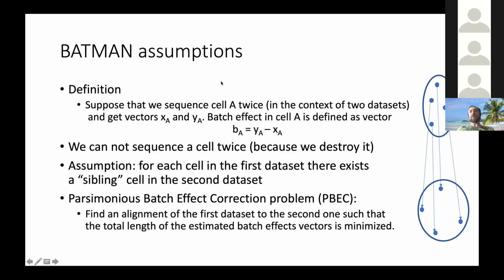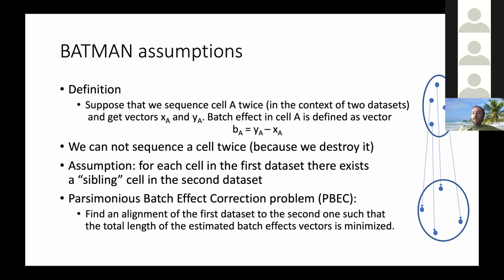Suppose that we sequence a cell twice in the context of two data sets. So we have two batches, batch 1 and batch 2, and let's suppose that we have a cell that we could have sequenced twice. That's obviously impossible, but then we would observe the measurement, or the gene expression, of that particular cell in the context of dataset 1, and then in the context of dataset 2. By using the same cell, we could estimate the batch effect vector. Obviously, this is not possible because when we sequence the cell, we destroy it, right?